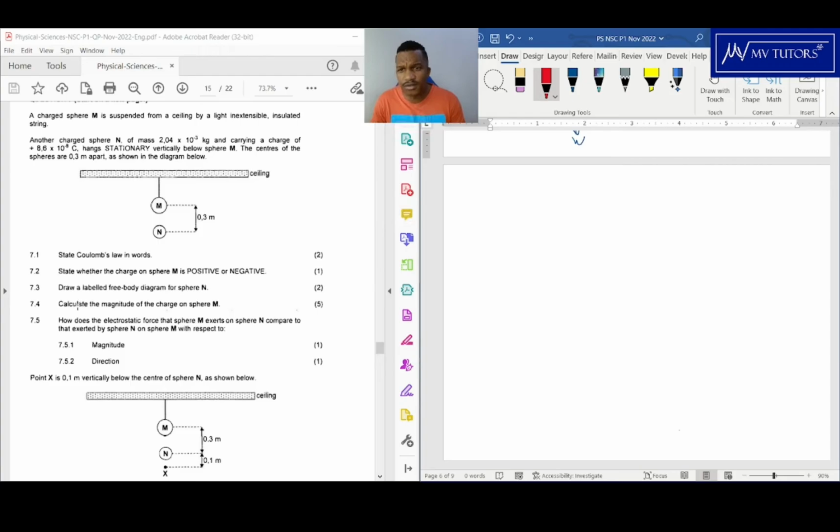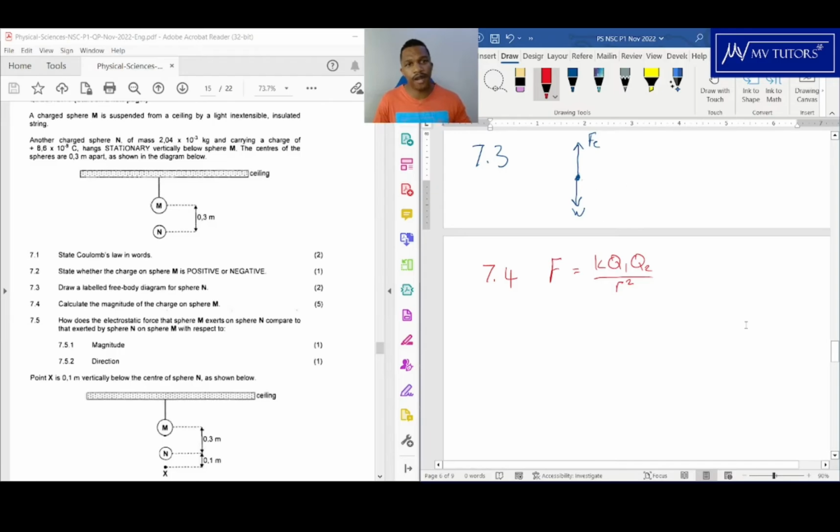Now, moving on very swiftly, let's look at question 7.4. It says calculate the magnitude of the charge on sphere M. Now let's use the formula that we just came up with, Coulomb's law. It's Q1, Q2, but instead of Q1 and Q2, we're going to have Qm and Qn. Now this force, as we can see from this free body diagram, is opposite the weight, which means we can calculate.